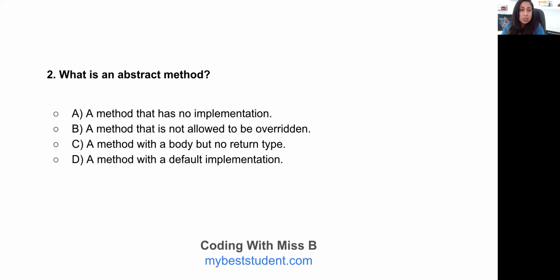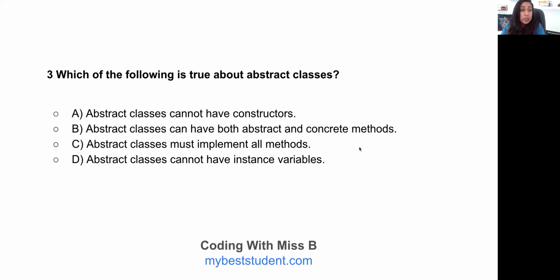It has no implementation. B doesn't make much sense, that it would not be allowed to be overridden, especially if it has no body. You would need to override it, right? You would need to implement it. And C seems kind of irrelevant. It says it has a body, but it has no return type. So no, that is not true. So choice A.